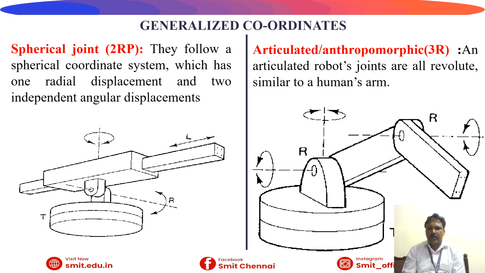Here in the articulated type, 3R is mentioned. What is that 3R? Three revolutions happen here: two joints have a revolution movement, and at the end the third also gets rotated. In all three joints we get a revolute motion. That's why it's called the articulated coordinate system. In this there is no prismatic motion. All are revolute motion.